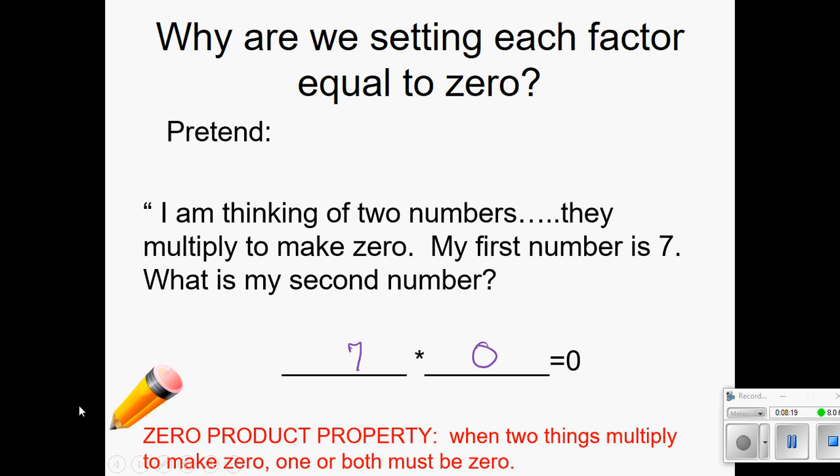And this zero product property rule is really important. When two things multiply to make 0, one of them or both of them must be 0. That's called the zero product property rule. Okay, so take a minute and write that down. When two things multiply to make 0, one or both of them must be 0.